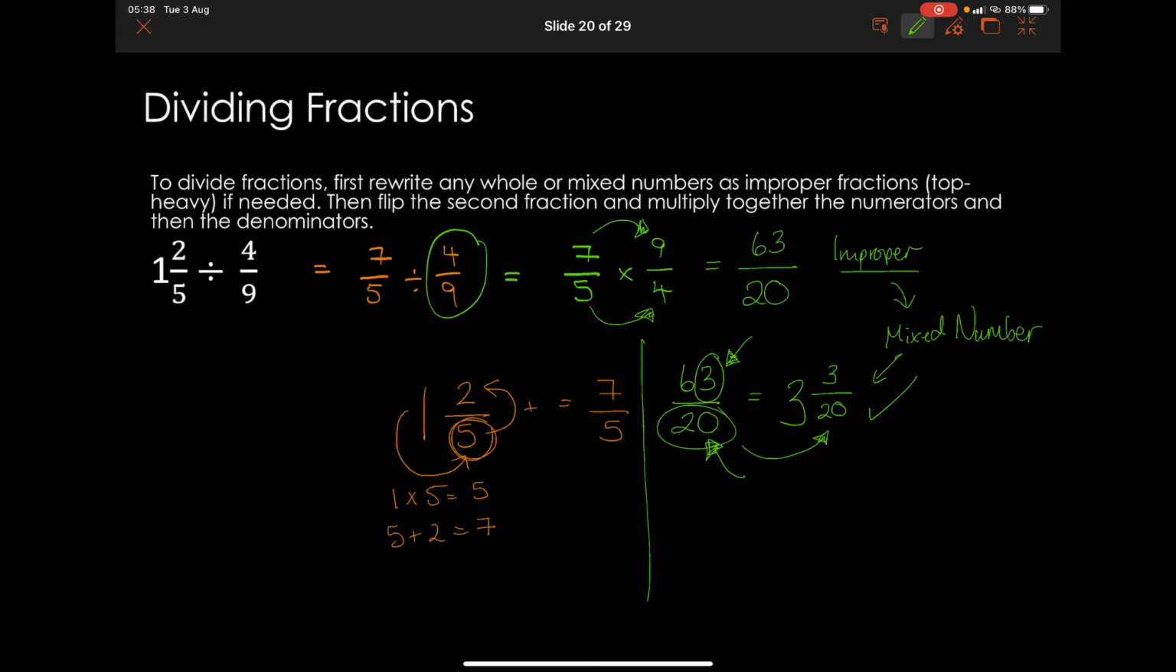Okay, so just remember the simple methods for multiplying and dividing, but you also need to remind yourself of how to change improper fractions to mixed numbers as well. Okay.